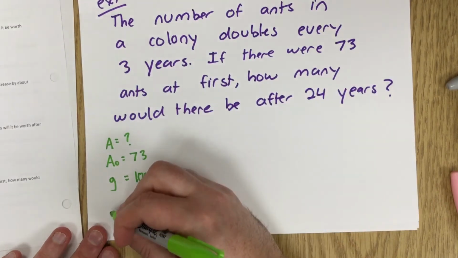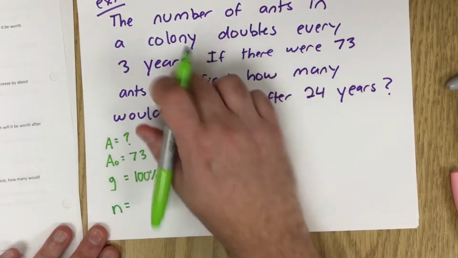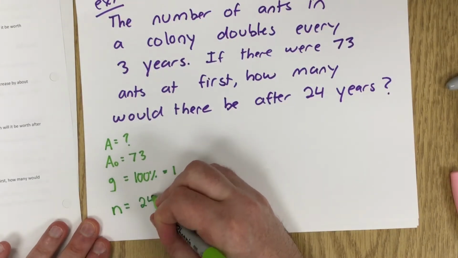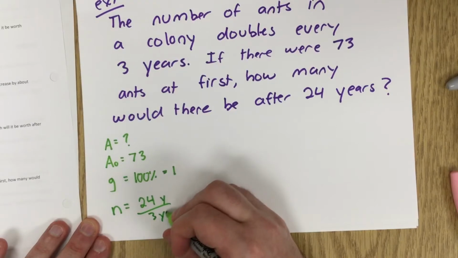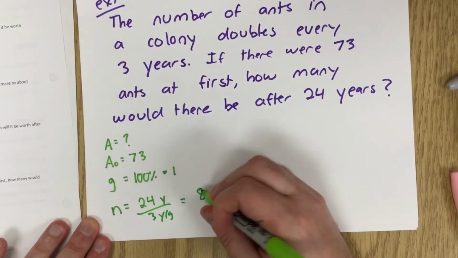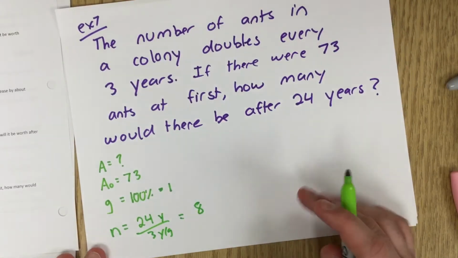Now, the number of times we grow, so it's 24 years, but this growth happens every 3 years. So it's 24 years divided by 3 years per growth. So it's going to happen 8 times. So we're going to grow 8 times.